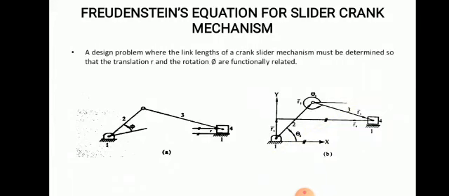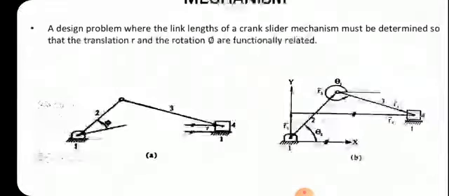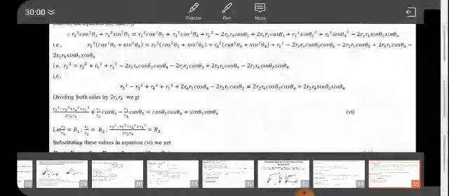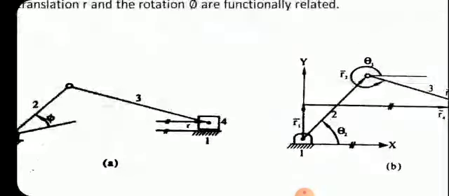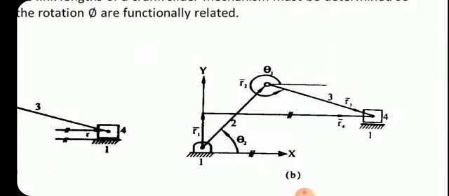Design problem where the link lengths of the crank slider mechanism must be determined so that the translation R and the rotation phi are functionally related. R and phi, and the R. You can see how they are related: equations 1, 2, 3. R1, we can know that R and theta 2, R2, R1, R2, R3, R4.